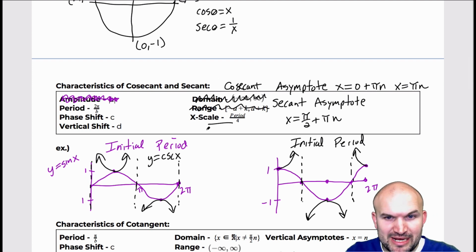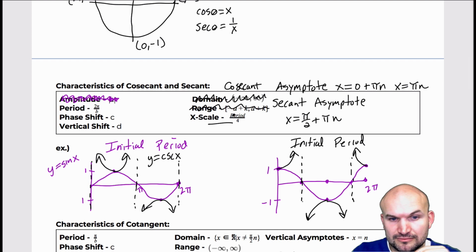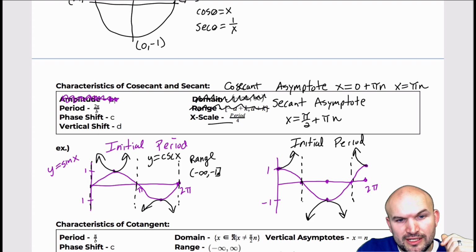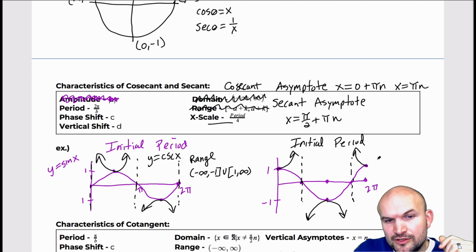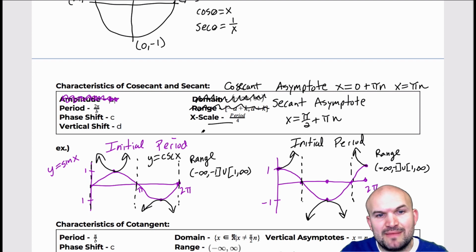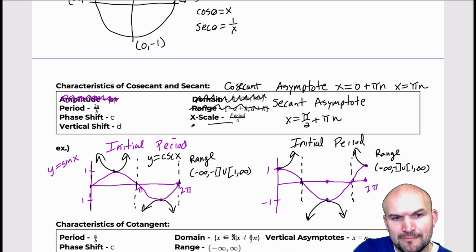So when we have a transformation, that's going to affect our graph. And actually, let's just write in the range here. The range is going to be from -infinity to -1 included, union 1 to infinity. And the range here is going to be from -infinity to -1, union 1 to infinity. So they have the same range. Obviously, their domain is going to be different because they have different asymptotes. Now, I'm not going to write in the domain. Well, actually, I might as well.